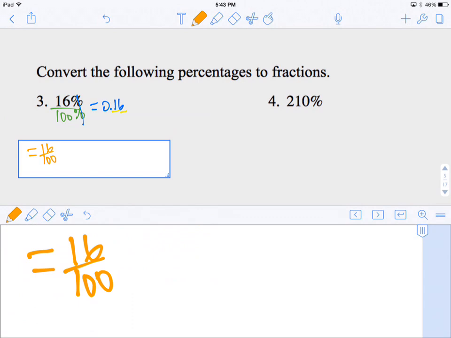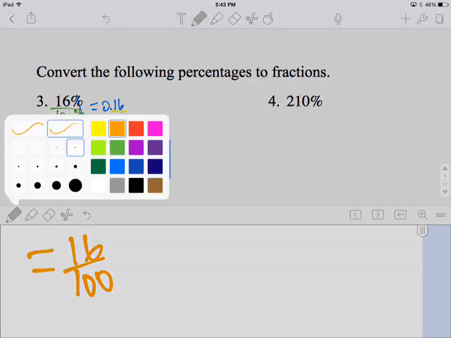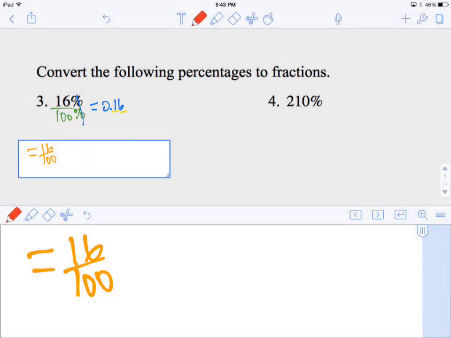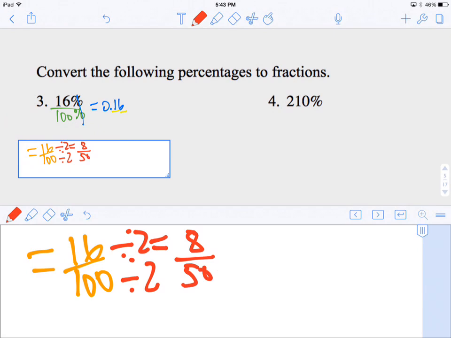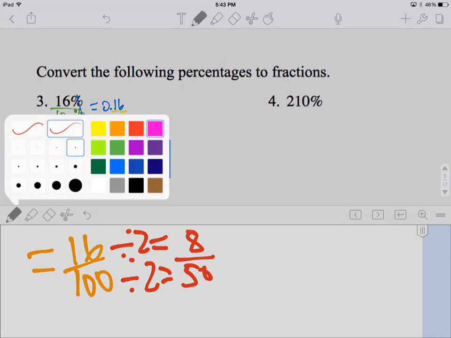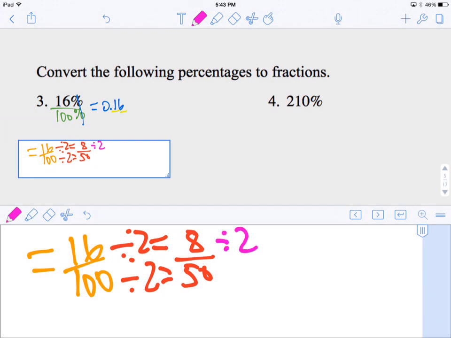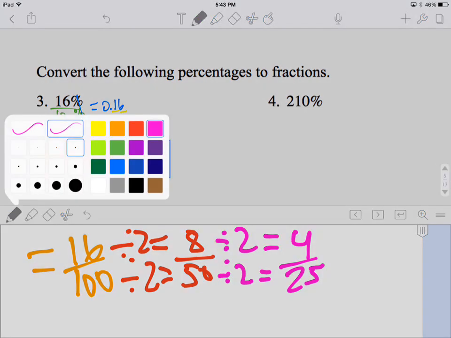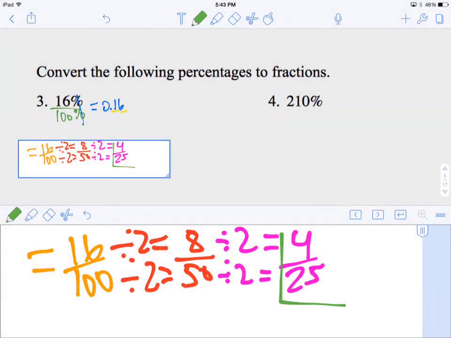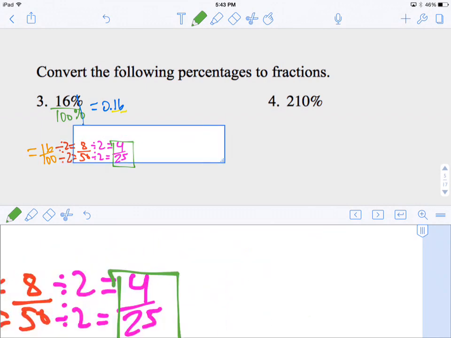So what can we divide out of 16 and 100? Well, you can divide both of those by 2. We can try that first and then see what happens. Divide by 2. 16 divided by 2 is 8. 100 divided by 2 is 50. Can we divide that by anything else? We can divide it by 2 again. So divided by 2, divided by 2. 8 divided by 2 is 4. 50 divided by 2 is 25. Can we divide that by anything else and simplify it more? Well, no, we can't. So we're done. 4 over 25.